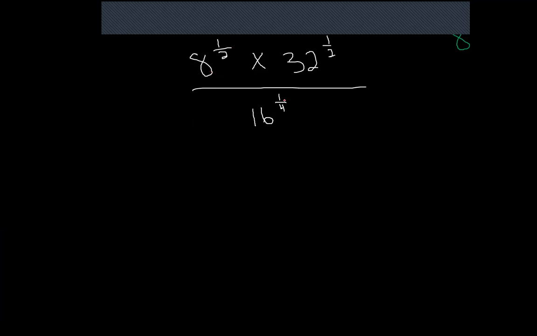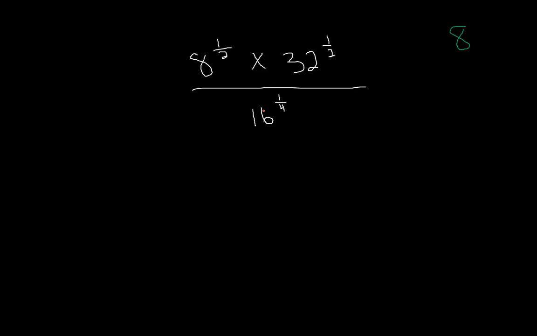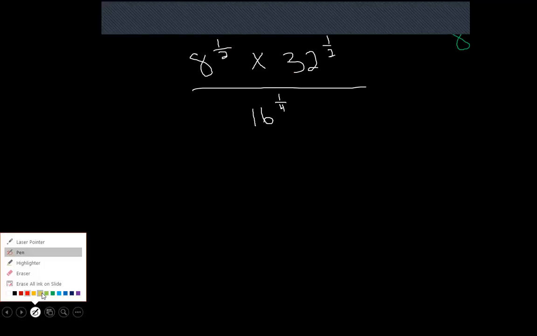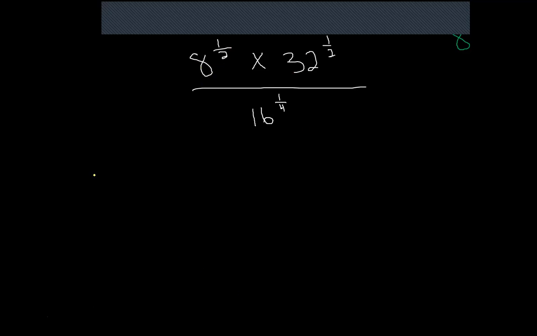So we see different bases here. We see an 8, we see 32, we see 16. That is not what we want. We want the same base if possible. So now we need to check: can we write 8, 32, and 16 as the same base? The answer is yes. Let me show you. 8 is the same as 2 raised to the power of 3. So I could write it like that, and this whole thing is raised to the power of half.